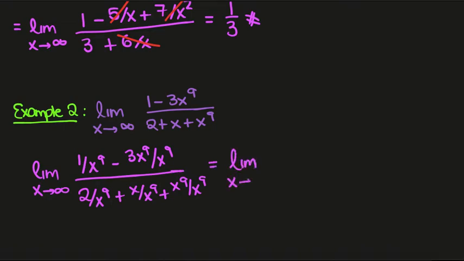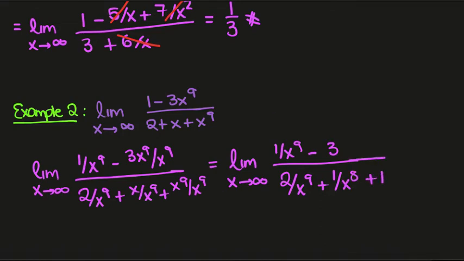And then this is just 1 over x to the 9. The x to the 9s will cancel, so we'll get a minus 3, then 2 over x to the 9 plus 1 over x to the 8 plus 1. And just as we saw before, this term cancels this one, and that one will cancel as well. And all we're left with is minus 3 over 1, but that's minus 3.